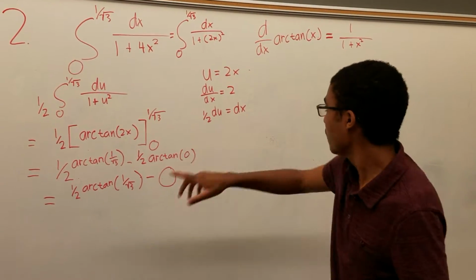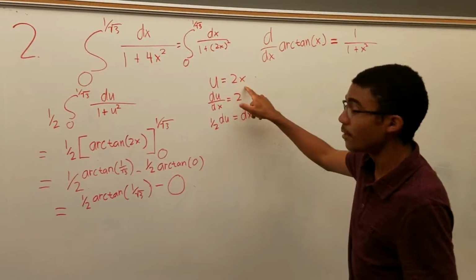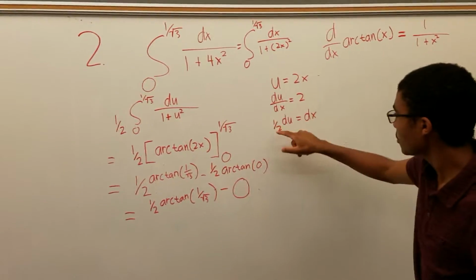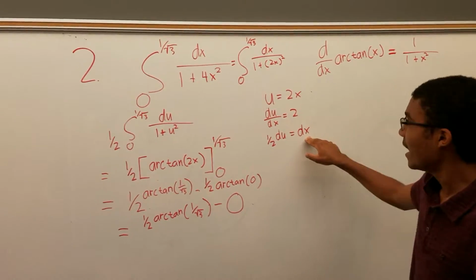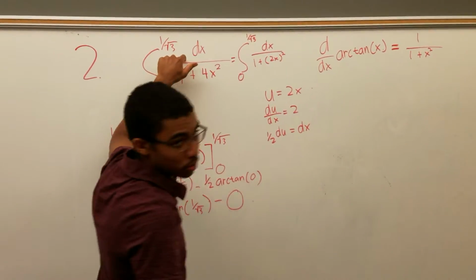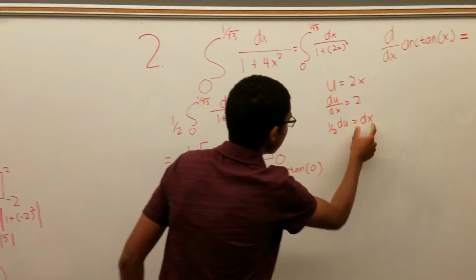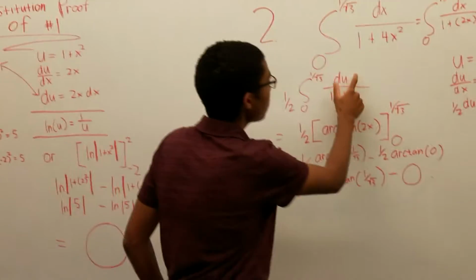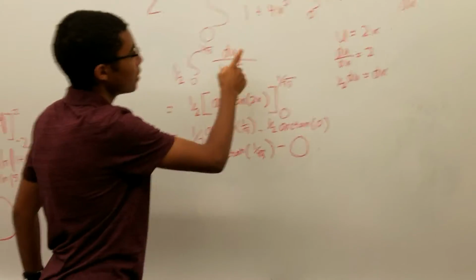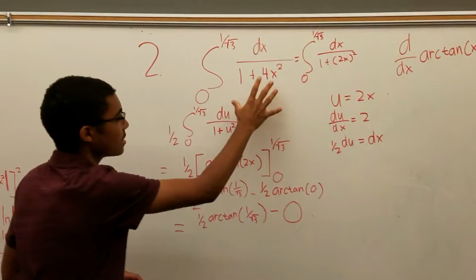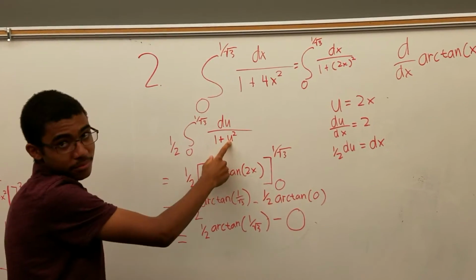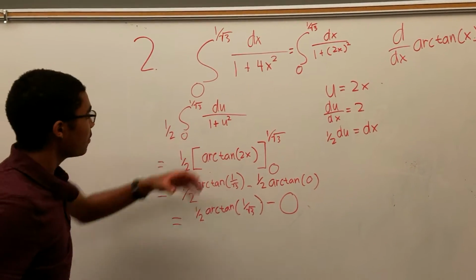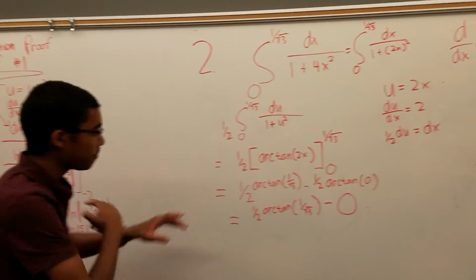Just like I did before, I took the derivative, got du equals 2 dx, and divided the 2 over, so I get 1 half du is dx. I'm trying to replace this dx. So dx here is 1 half du. I put my 1 half on the outside, put my du on top, and replace this portion of the function with u, because u is 2x here.